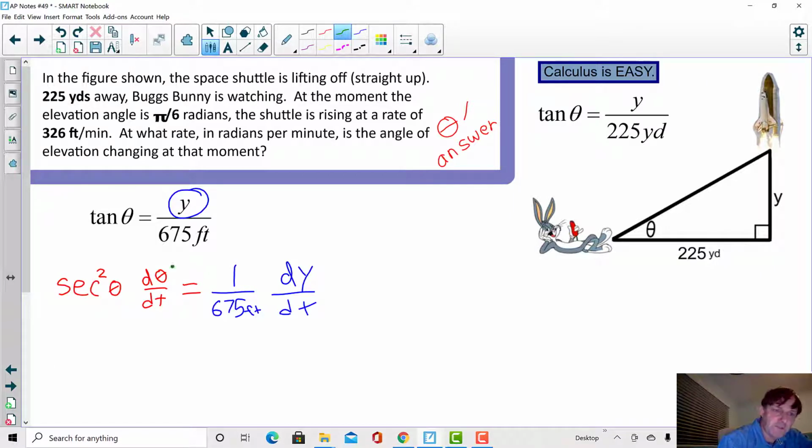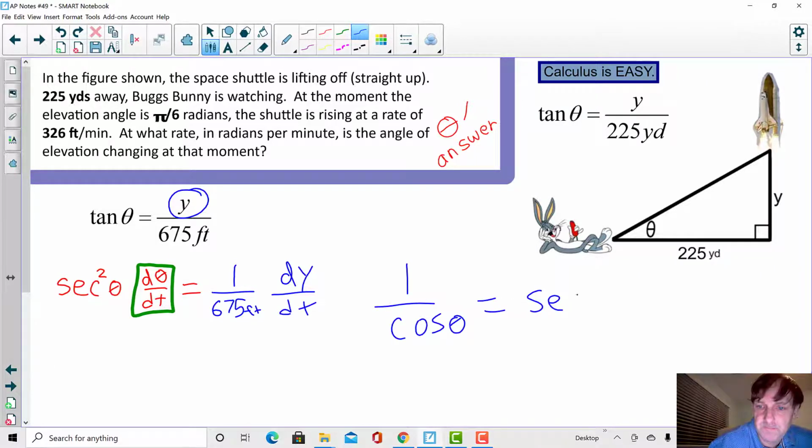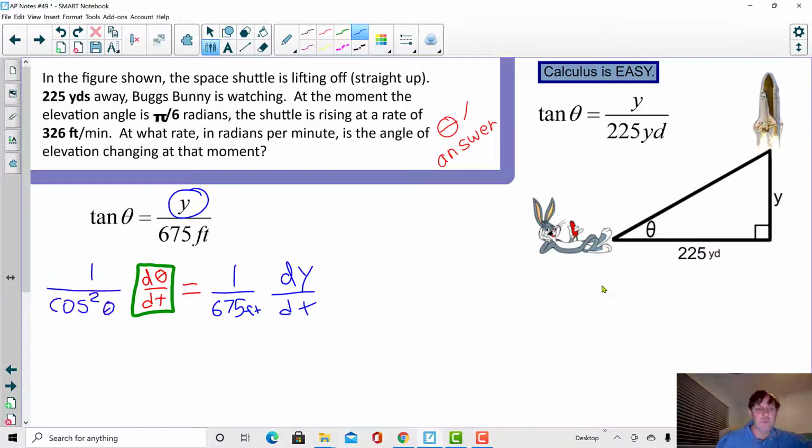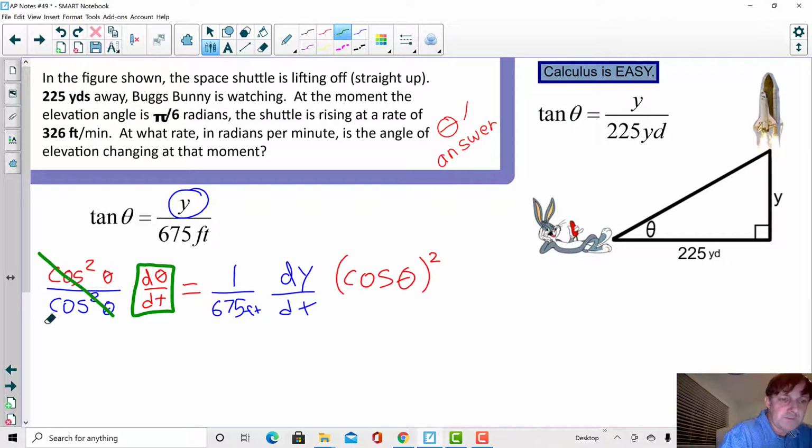Again, our final answer is going to be theta prime. So we want to get rid of the secant squared. I can rewrite secant squared as 1 over cosine squared. Remember, 1 over cosine is the same thing as secant. So I can trade the secant squared for 1 over cosine squared. Now if I multiply both sides by cosine squared, it's going to cancel the cosine squared on the left. So this cancels, and we're just left with d theta dt.